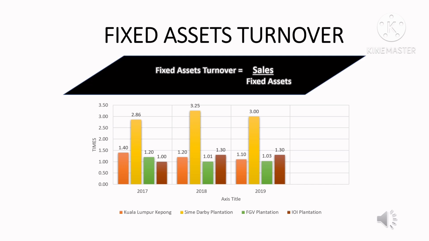A company does not use its assets effectively or to its full potential to generate revenue. To conclude, the lowest data based on the bar chart is FGV Plantation. A low ratio indicates that the firm does not efficiently use its fixed assets to generate sales. A company must be aware that if its fixed assets are old, it will have a large amount of accumulated depreciation and a larger denominator, which will influence the ratio.